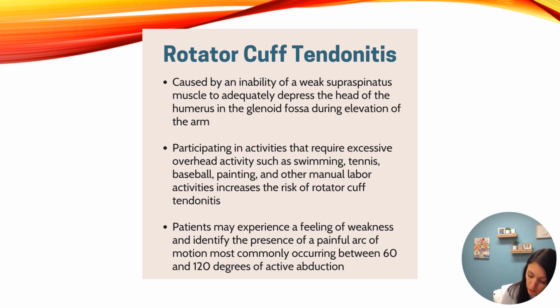So like shoulder shrugs and push-ups with the arms abducted to 90 can be effective to strengthen the upper trap and serratus anterior. And this type of activity will promote elevation of the acromion without direct contact with the rotator cuff.